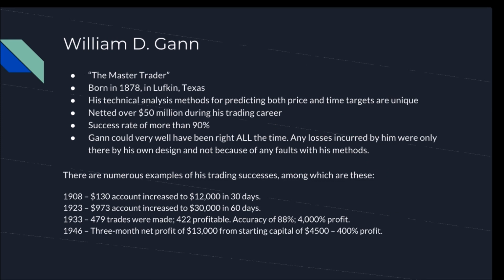There are numerous examples of his trading success, and you can see them here. 1908: a $100 account increased to $12,000 in 30 days. 1923: a $973 account increased to $30,000 in 60 days. 1933: 479 trades were made, 422 profitable, accuracy of 88%, $4,000 profit. And in 1946: a 3-month net profit of $13,000 from starting capital of $4,500, a 400% profit.